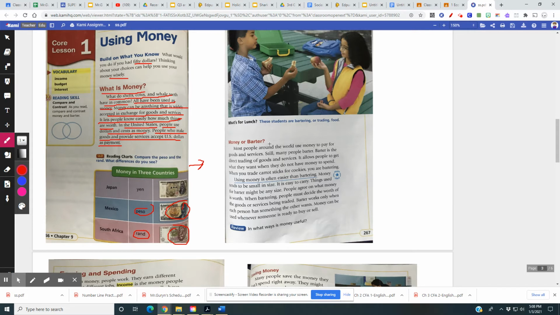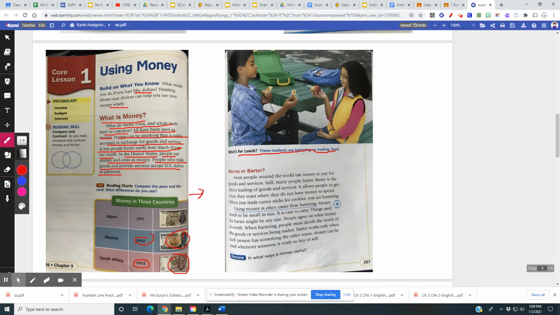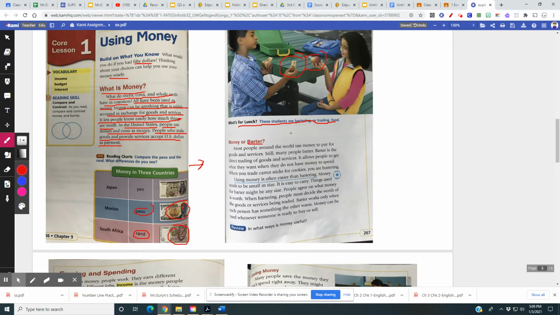Money or barter? What's for lunch? These students are bartering or trading food. So you're not really supposed to do this in the lunchroom, but this guy's trying to trade his sandwich for her apple. So barter means to trade something, to make a trade. Most people around the world use money to pay for goods and services. Still, many people barter. Barter is the direct trading of goods and services. It allows people to get what they want when they do not have money to spend. When you trade carrot sticks for cookies, you are bartering.